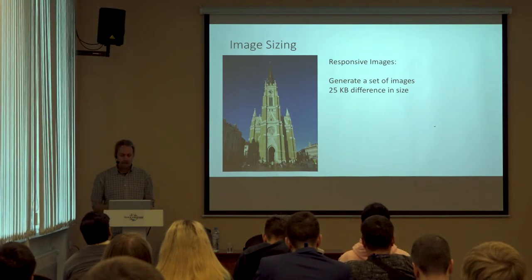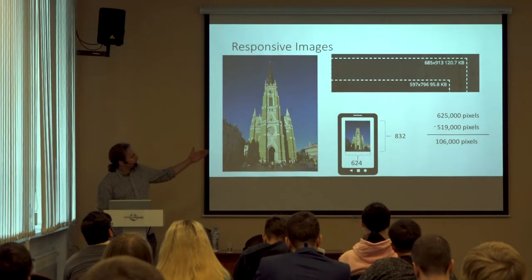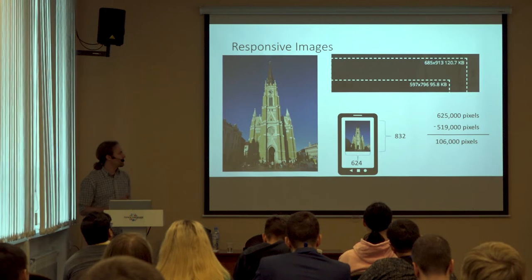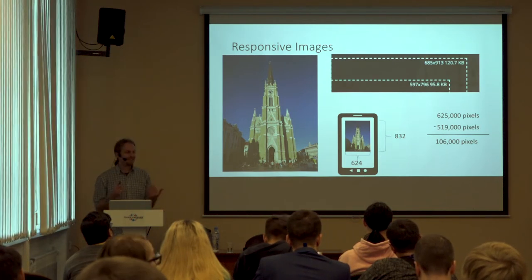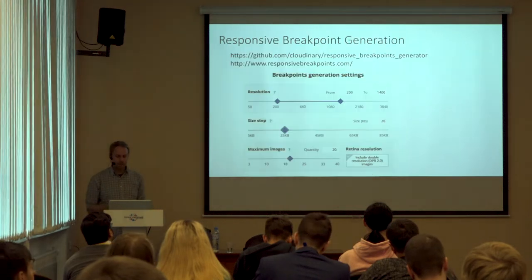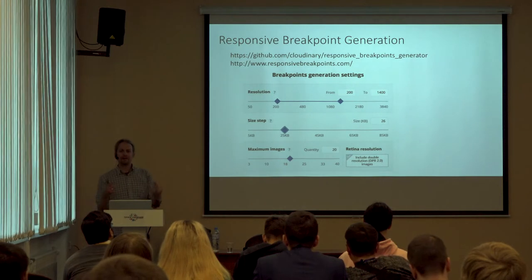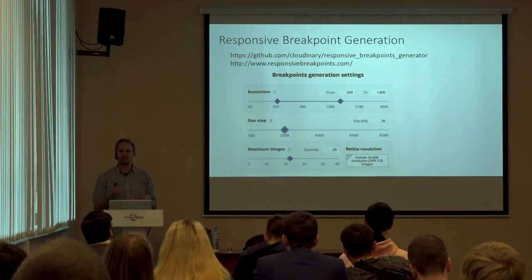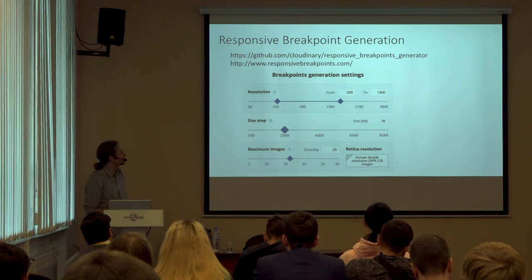app. So in this case, I generated a whole bunch of different images, and the image that shows up is 625,000 pixels, so I'm only throwing away 100,000 pixels this time. That's a lot more efficient. The tool I used, there are a lot of tools that do this. You can integrate them into your content management system so that they're generated on the fly. A new image comes in, you generate all the different sizes.